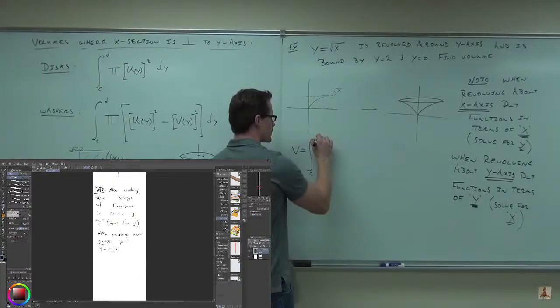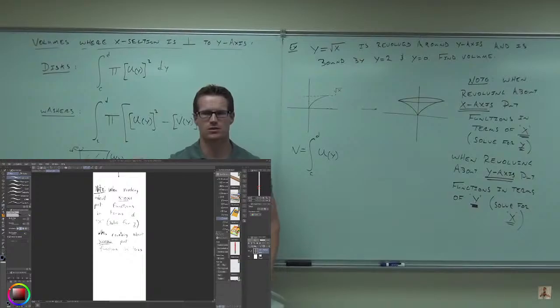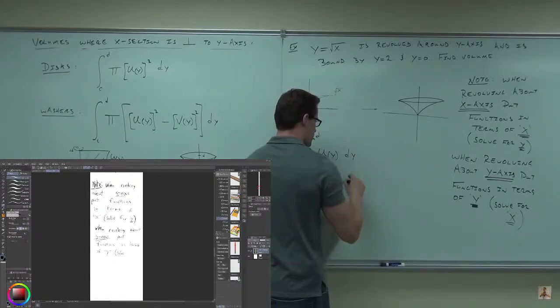Notice that we're revolving around the y. You're going from C to D. U of y. That's why I put U of y over here, guys, so that you see it has to be in terms of y, not x. You're going around the y-axis. It's got to be in terms of y, dy.